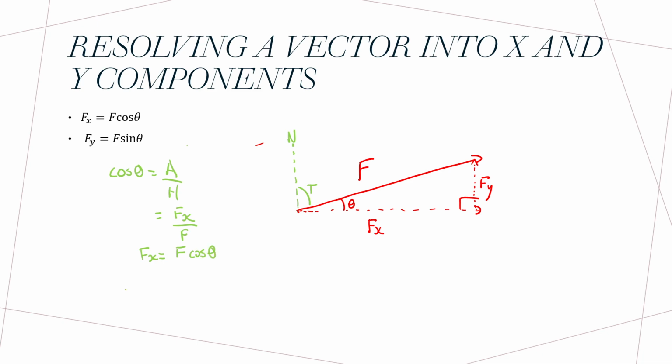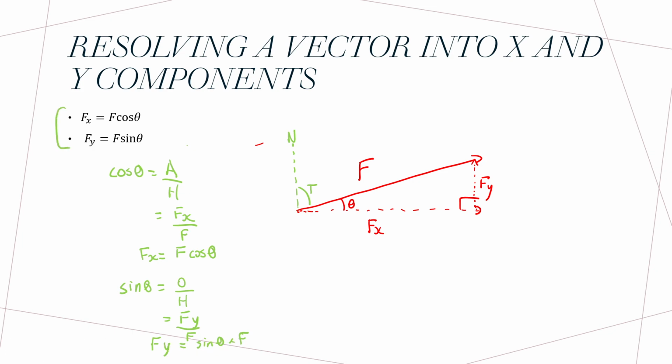And then we can also use sine to similar effect in order to calculate for Fy. So sine theta is opposite over hypotenuse, which effectively is Fy over F, and then we can solve for Fy by multiplying that up. So we get sine theta times vector F.